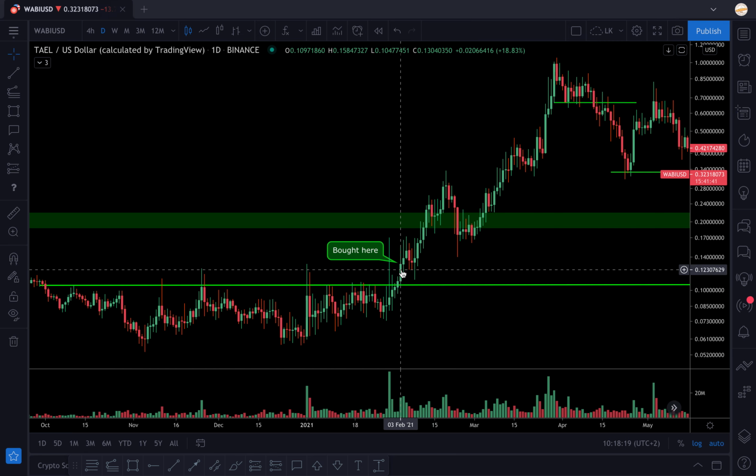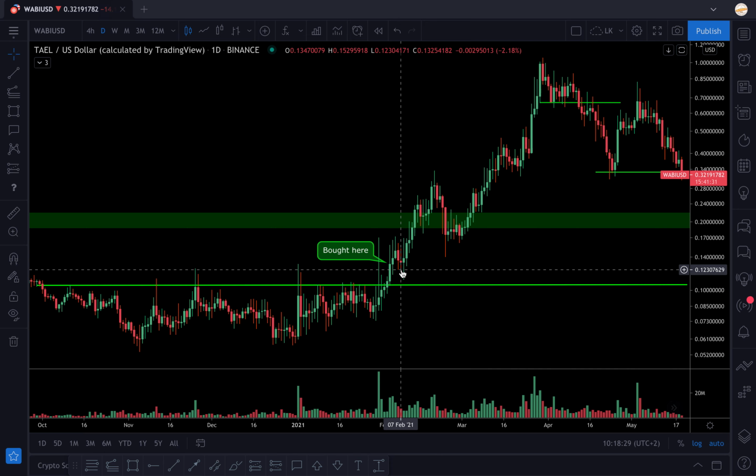So my entry was perfect, but there was a mistake. My exit was not perfect. What I did not do is, for trend following, you need to have the perfect entry and the perfect exit, because if you exit too late, your profits will be given back to the market.